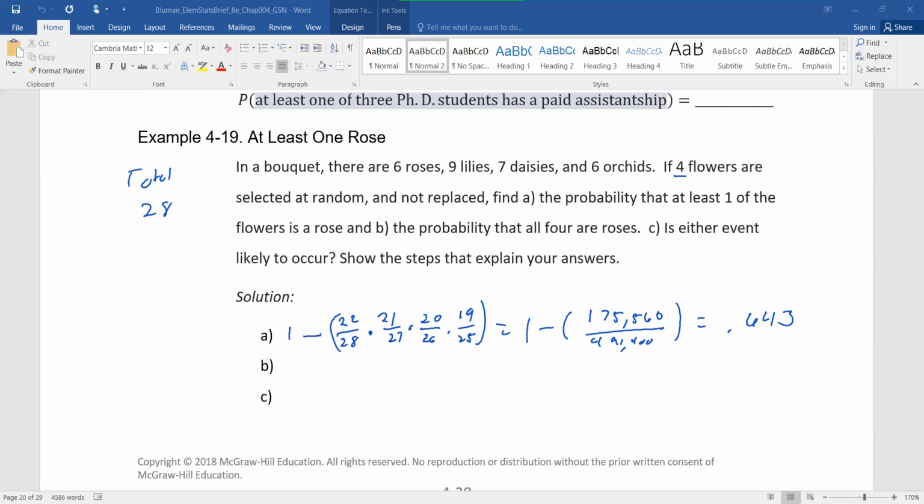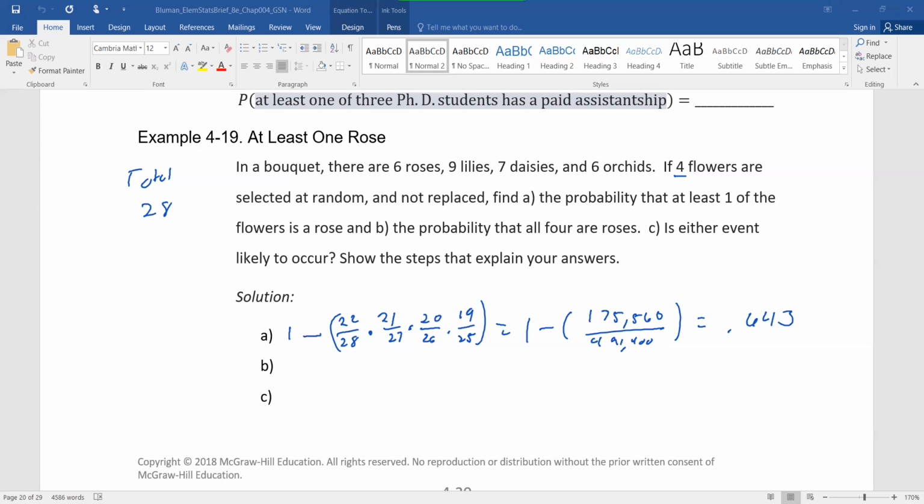All right, the next one. Oh, where's that A? Oh no, that's right. Okay. B, find the probability that all four are roses. So would I want to do this math if I want them to all be four? No, just do straight up all of them being roses.